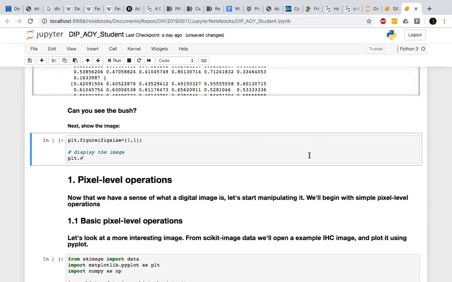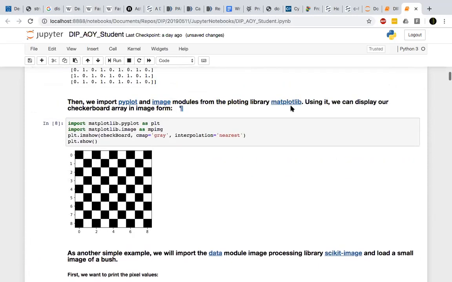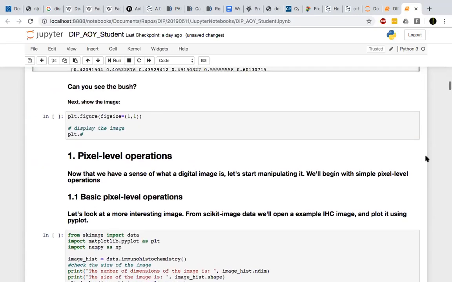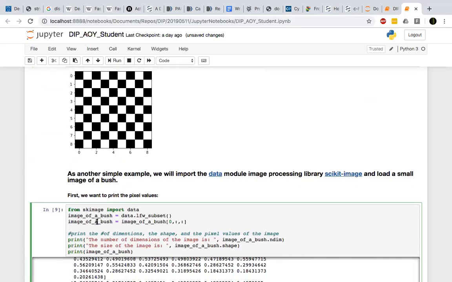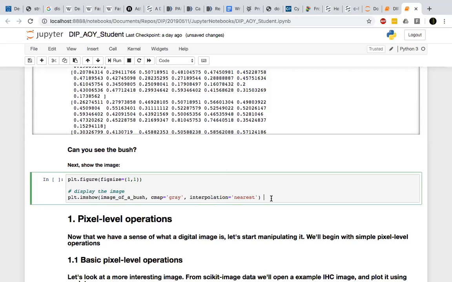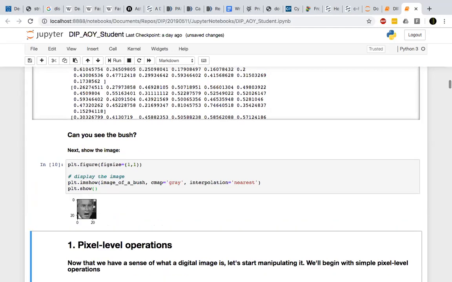And we have this part where we are supposed to show it, right? And so the way we show it is kind of similar to how we showed an image beforehand. So if you go up, you saw that I used this function imshow, right? So I'm going to just copy it. I'm going to put it down here. And instead of the checkerboard, I'm going to put the image of a bush. Did everybody get an image of a bush? And to show the image, I actually need to call the function show. So once I run this, I get an image of a bush.